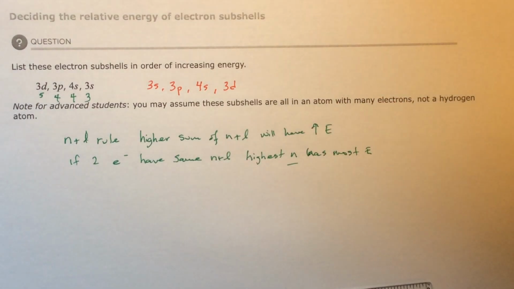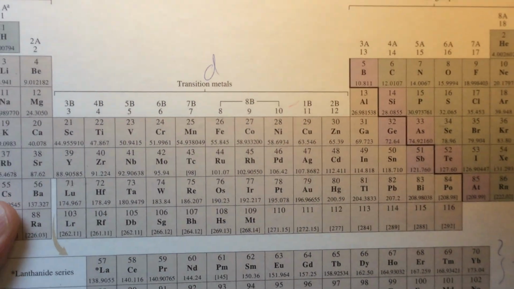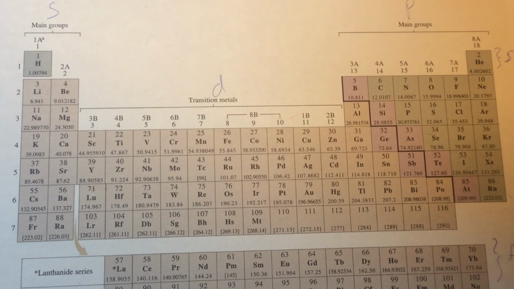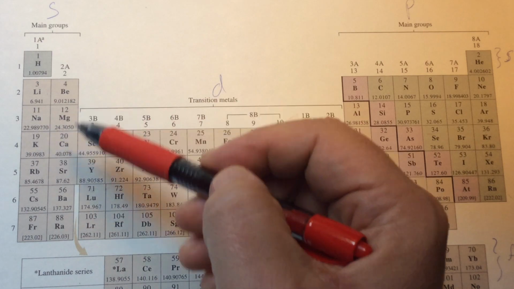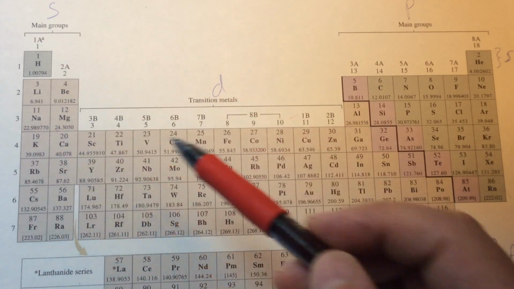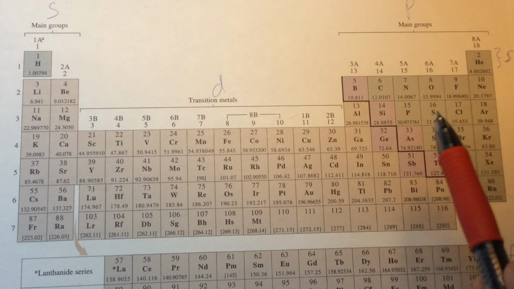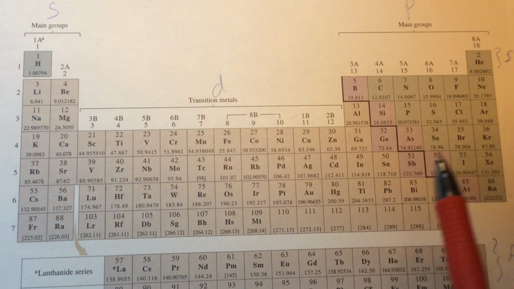I'm going to show you quickly a picture of a periodic table. You should always have a periodic table with you. Now look here a second. You've got S's here, which are the hydrogen through beryllium group. These are your S's. Here are your P's, boron through helium. All these are your P's.